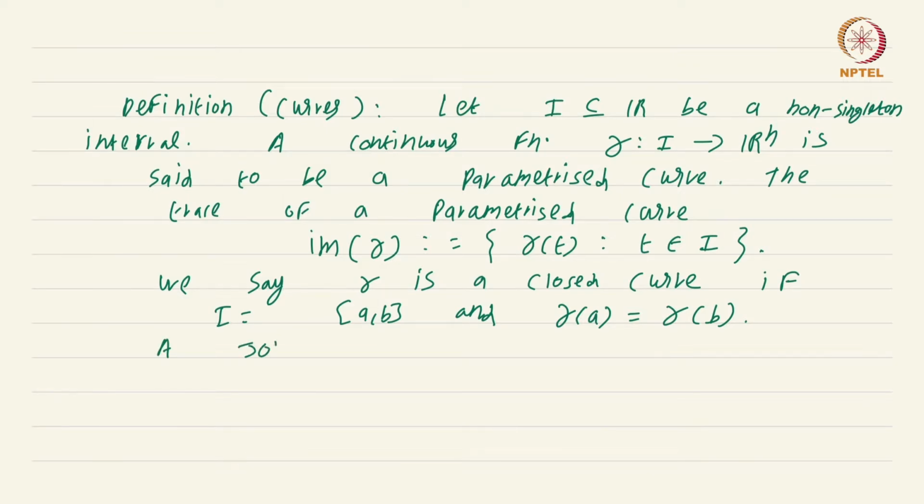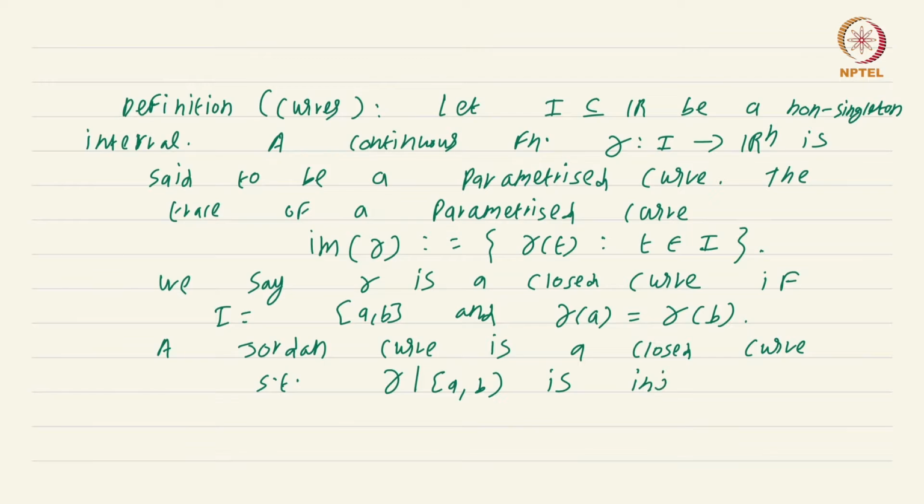A Jordan curve is a closed curve such that gamma restricted to [a,b) is injective. Then we say that the curve is a Jordan curve. So a Jordan curve is a closed curve with no self intersections, where the starting point and the ending point are the same.